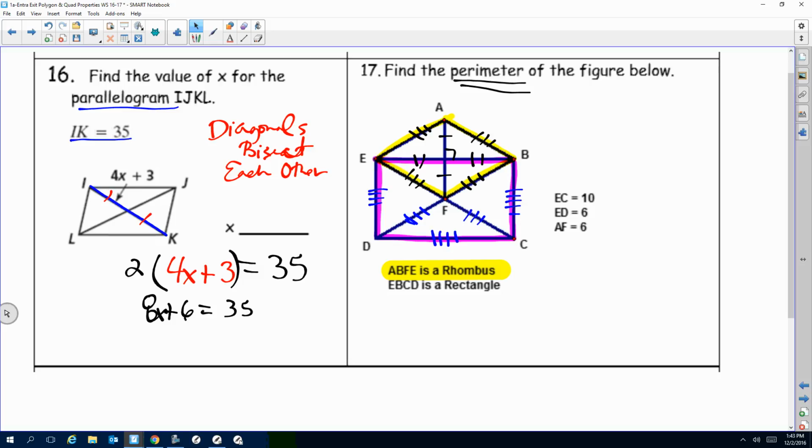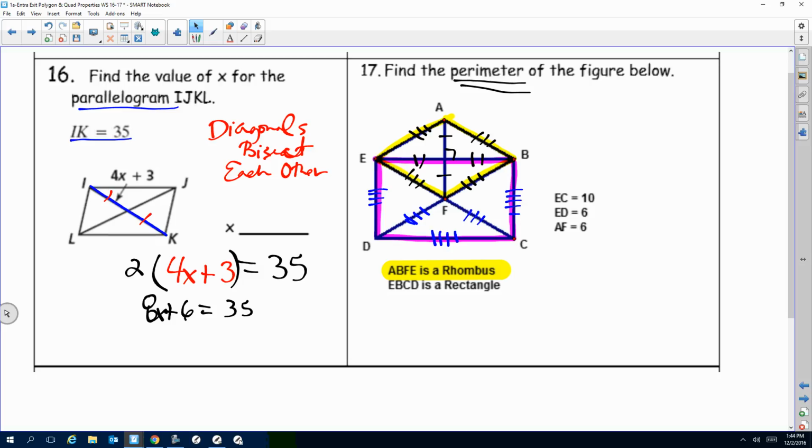Are y'all with me on that part? Then ED is right here. That's 6, so it's 6 over here as well. AF, that's the whole diagonal inside the rhombus. If that's 6, then what is each one tick mark? 3. Okay, do y'all see that there's right triangles in here? We can find the length of the diagonal in the rhombus. Then I also have the side of the rectangle.